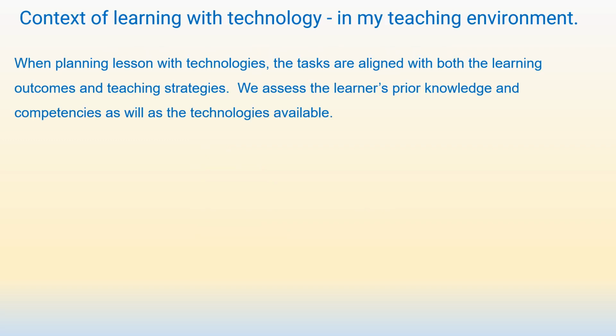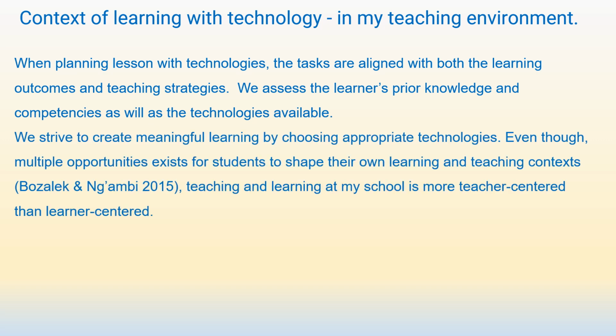Now, let's look at context of learning with technology. When planning lessons with technologies, we basically take the task and align it to the learning outcomes that we want to achieve. That means I look through the ATPs, I look at the topics that need to be covered in a certain amount of time, a number of weeks, and then I look at the teaching strategies that I'm going to use. Also, I need to assess learners' prior knowledge and their competencies, and the technologies that are available to them. I strive to create a meaningful learning environment by choosing the appropriate technology.